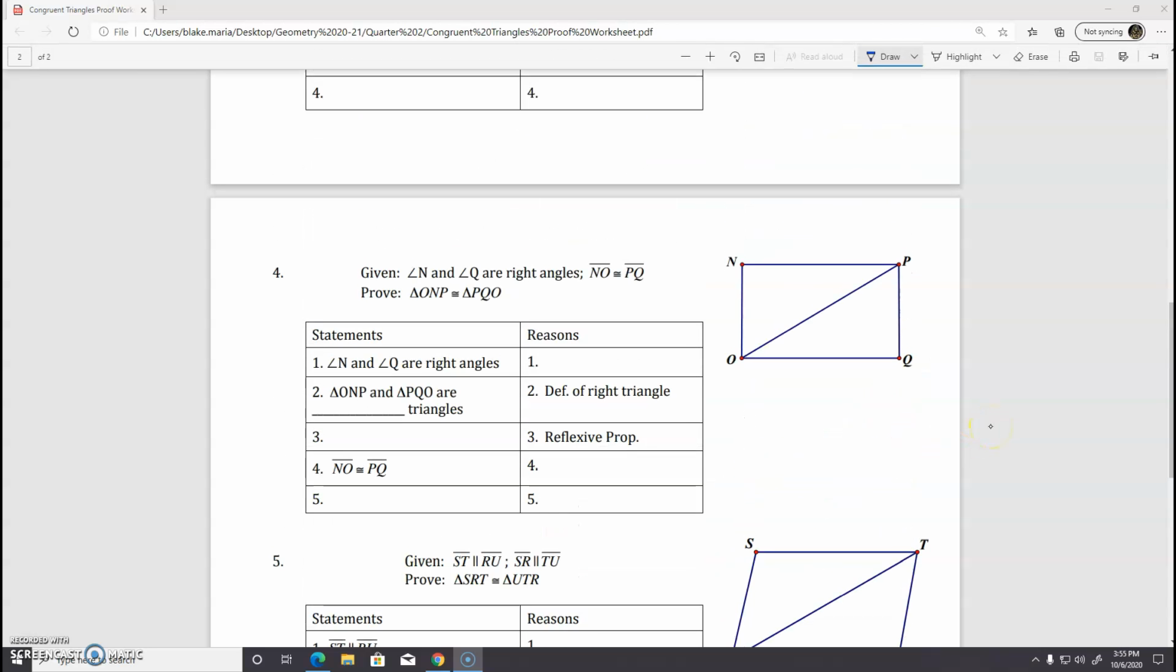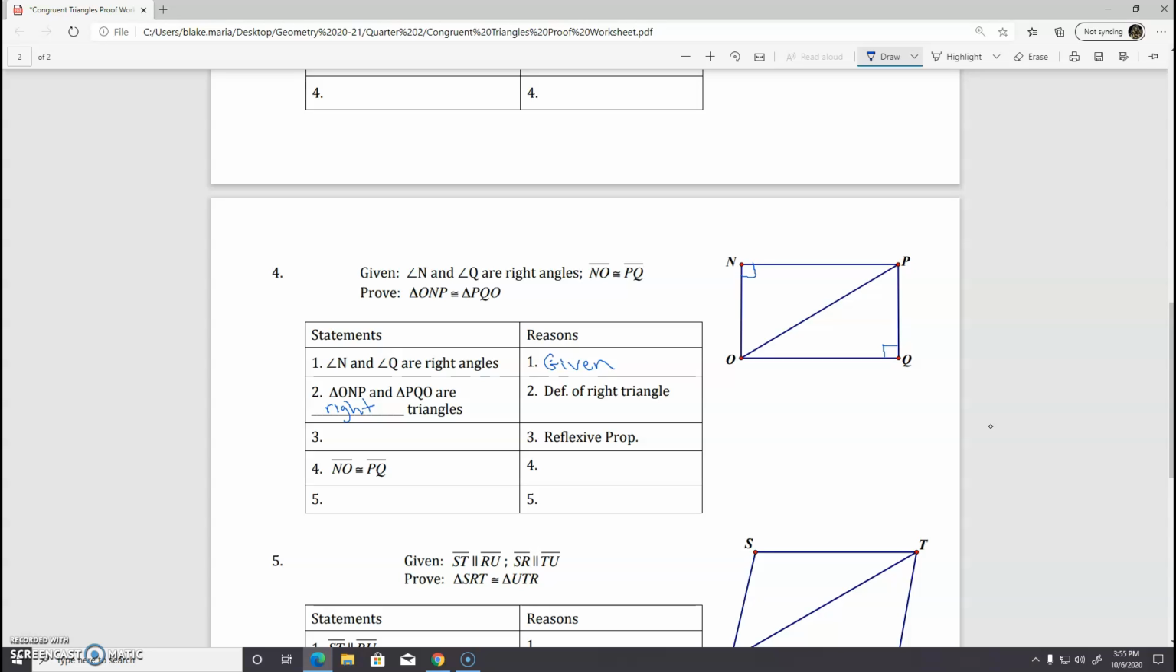You always start with what you're given. So it says angle N and angle Q are right angles. That's given to us. We're going to go ahead and mark that in our picture. So they told us they're right angles, and that was given. Okay. And then it says triangle ONP and triangle PQO are blank triangles. Well, they are right triangles because the definition of a right triangle is it has a right angle. Then it says reflexive property.